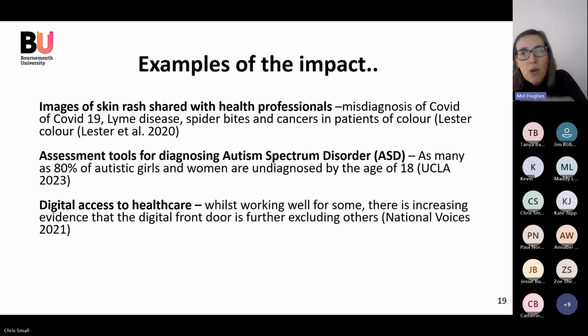And actually, there have been a whole lot of studies, particularly in dermatology, realizing that a lot of guidance and pictures and images are often on white skin. And there's evidence now that that's led to misdiagnosis of COVID, but also more widely of things like Lyme disease, spider bites, cancers in patients of colour. And there's quite a lot of evidence of that because of not having that involvement and that representation.